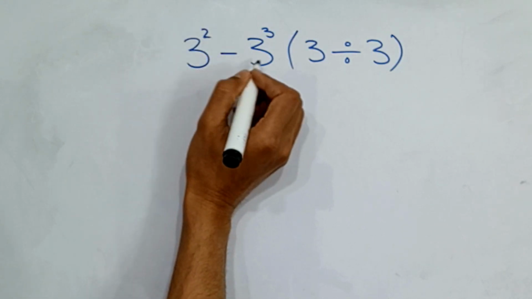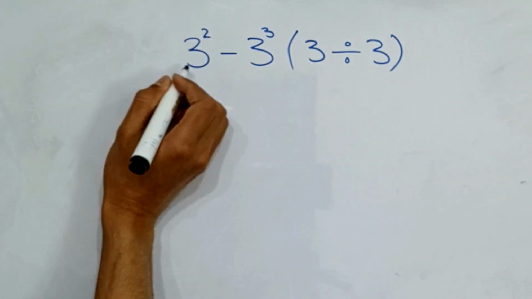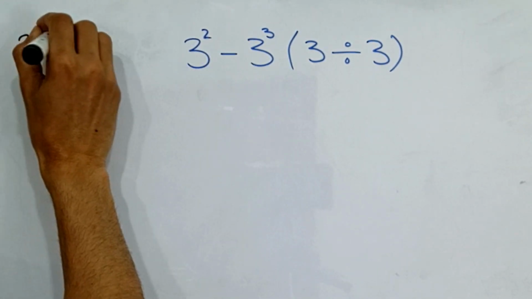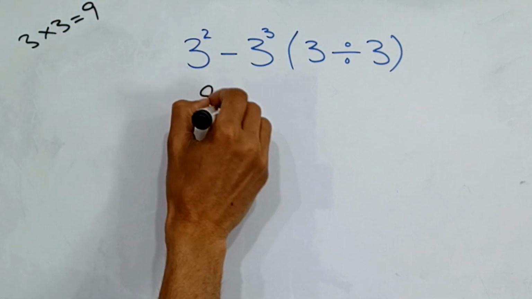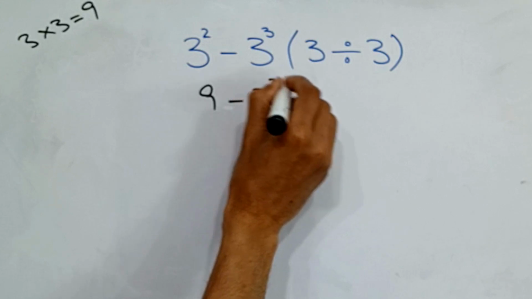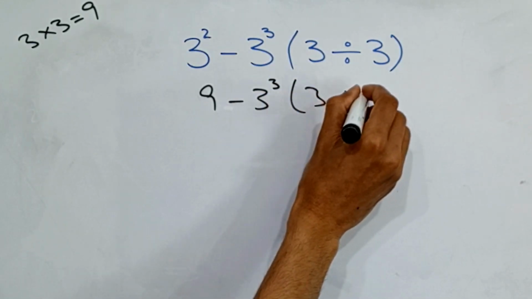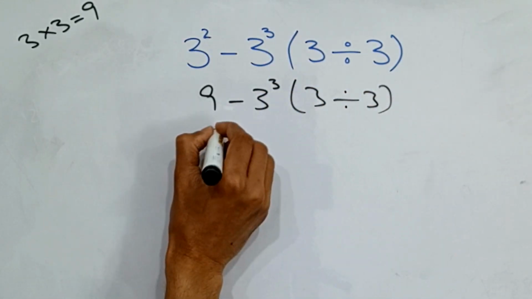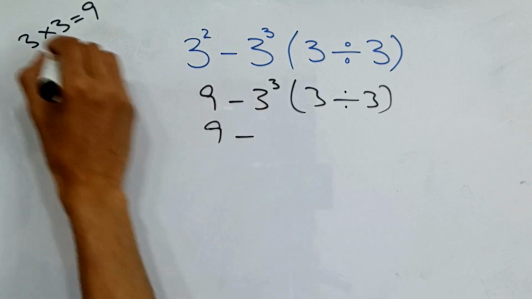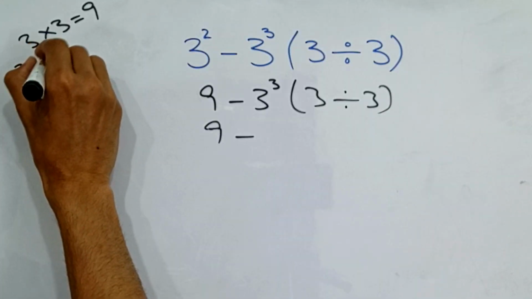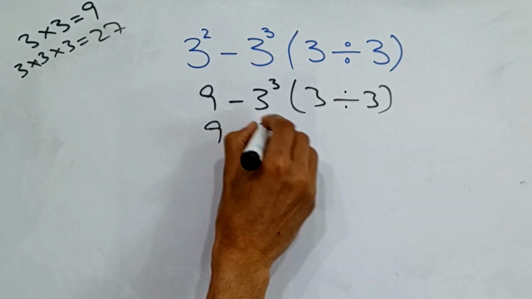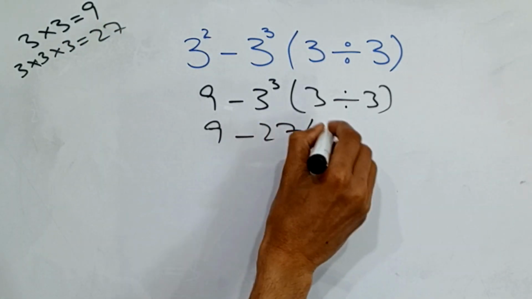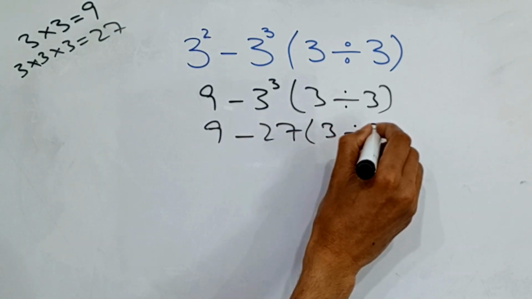Again, we have 3 squared minus 3 cubed, 3 divided by 3. 3 squared means 3 times 3 equals 9, right? 9 minus 3 cubed and 3 divided by 3. Now 9 minus 3 cubed means 3 times 3 times 3 equals 27. So 27 and 3 divided by 3.